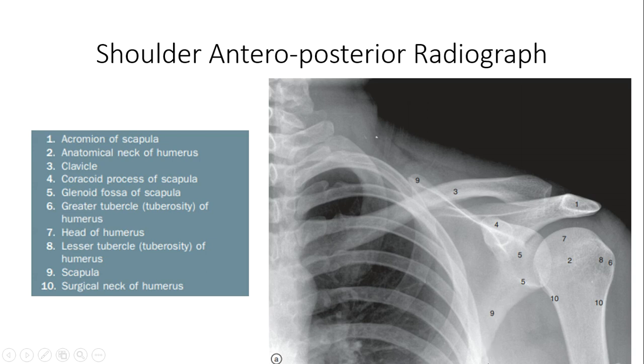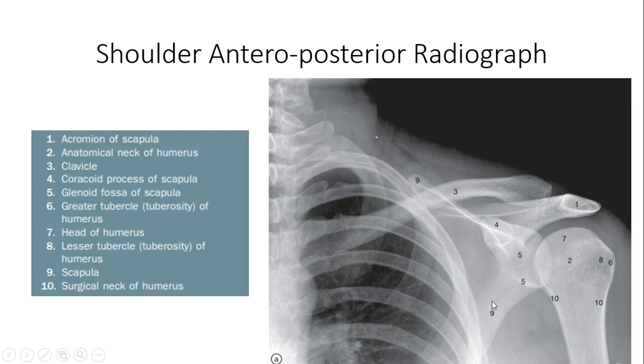It has three borders: the medial border, the lateral border, and the superior border. Posteriorly, the scapula has a bony projection which is called the spine. This is the scapular spine, and it divides the posterior surface of the scapula into two parts. The upper part is called the supraspinal part, and the lower part is called the infraspinal part. To the supraspinal part the supraspinatus muscle is attached, and to the lower part, the infraspinous part, the infraspinatus muscle is attached.